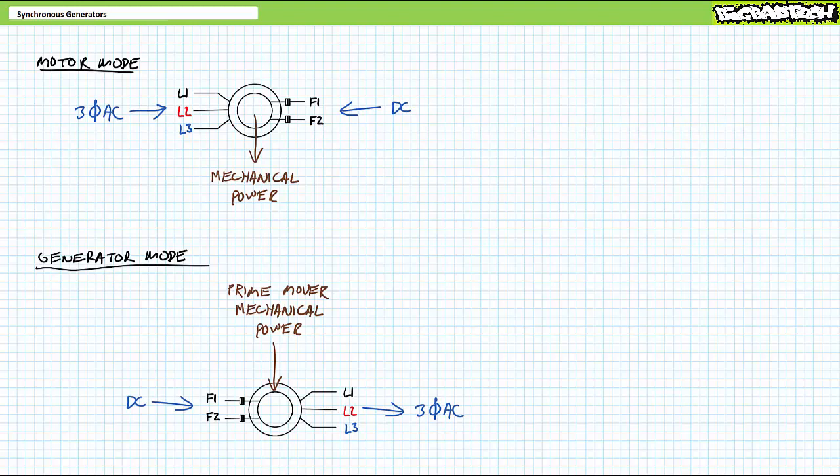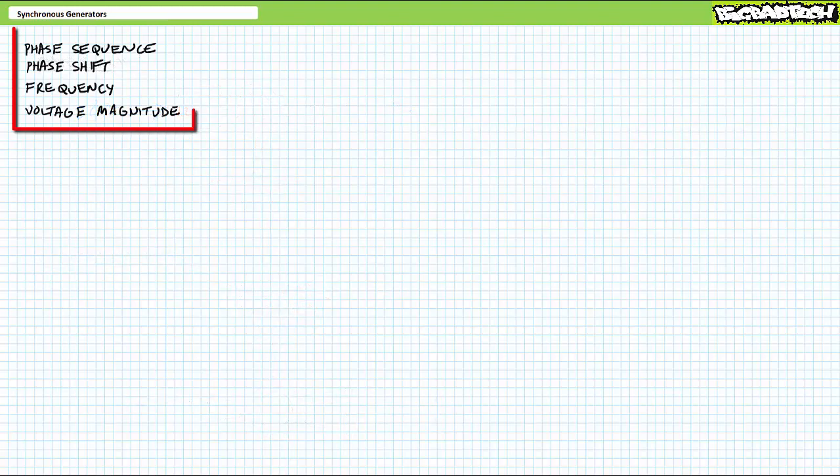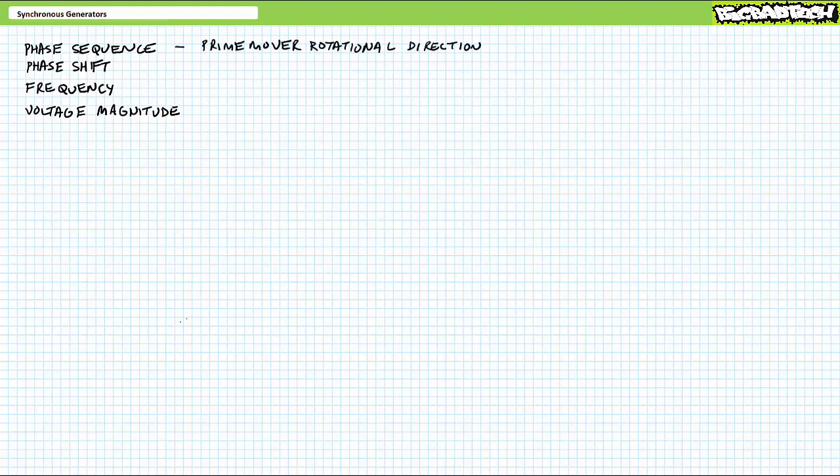Of primary concern regarding the desired electrical output are four important properties: phase sequence, phase shift, frequency, and voltage magnitude. Let's deal with phase sequence first, since it's probably the most intuitive of these properties.